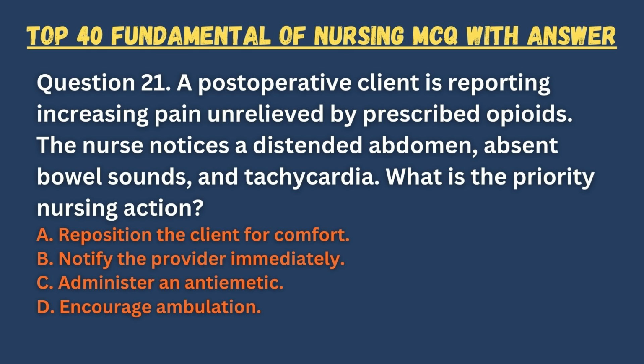Question 21. A postoperative client is reporting increasing pain unrelieved by prescribed opioids. The nurse notices a distended abdomen, absent bowel sounds, and tachycardia. What is the priority nursing action? A. Reposition the client for comfort. B. Notify the provider immediately. C. Administer an antiemetic. D. Encourage ambulation.